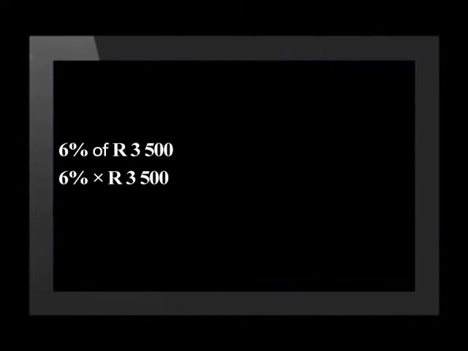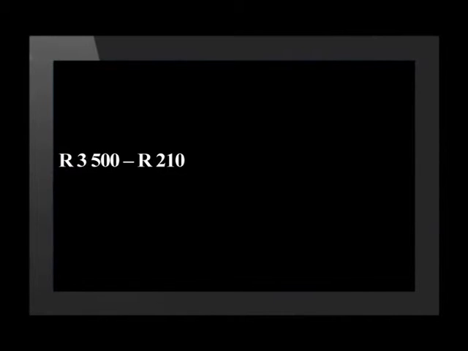Let's assume that the flight tickets are 6% cheaper if bought 3 months earlier. Calculating what the discounted price will be as follows. 6% of the price of the flight ticket of 3,500 Rand is equal to 210 Rand. This must now be deducted from the original price. 3,500 minus the discount of 210 Rand equals 3,290 Rand.